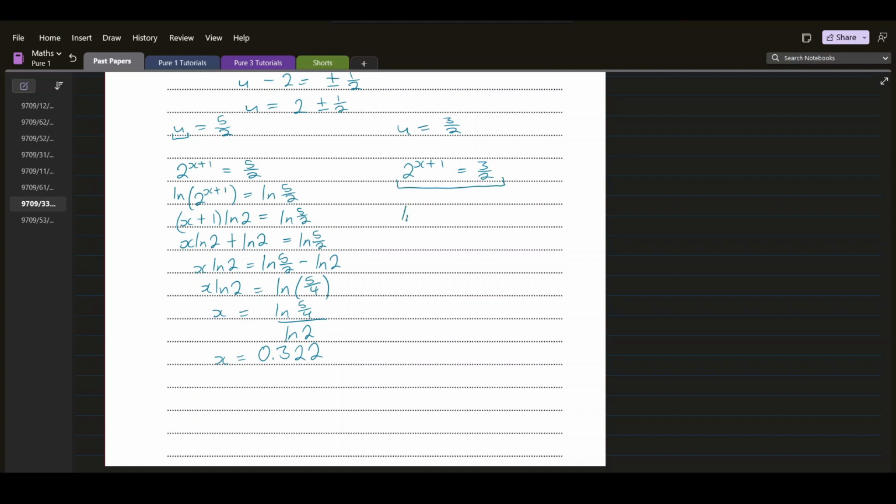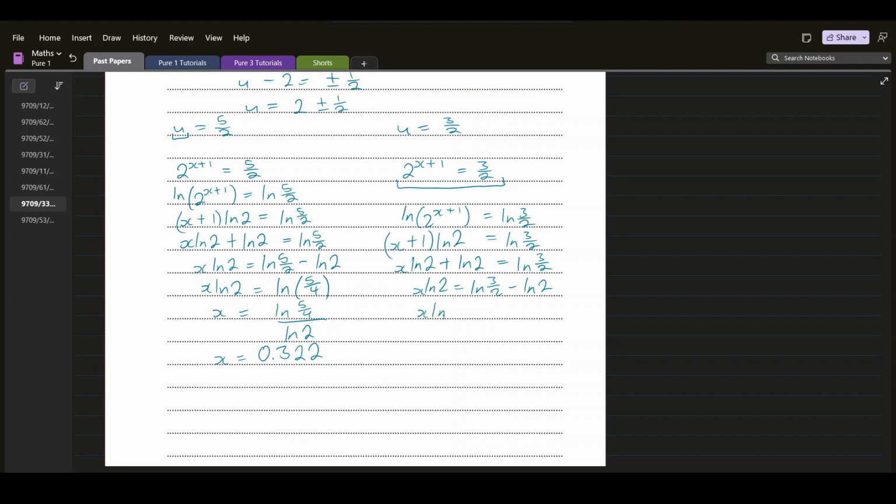So that becomes ln 2 to the power x plus 1 is equal to ln 3 over 2. We bring down the power: x plus 1 times ln 2 is equal to ln 3 over 2. Expand the brackets, so that's x times ln 2 plus 1 times ln 2, and this is equal to ln 3 over 2. And if we make x the subject of the formula, this becomes ln 3 over 2 minus ln 2.